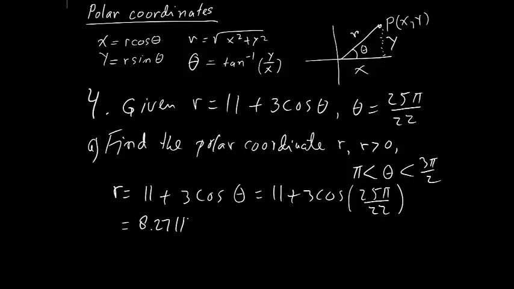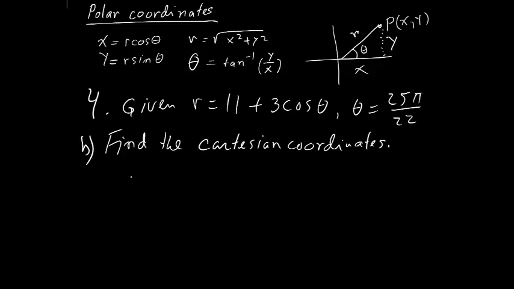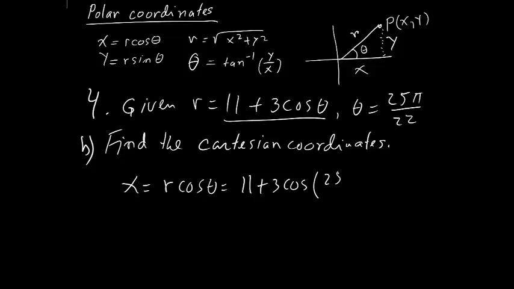That's your r. All right, so now we have part B. Now they're saying find the Cartesian form. So Cartesian coordinates, now you know x equals r cosine theta. So r is this whole thing. You write 11 plus 3 cosine theta, where theta is 25 pi over 22. This is r cosine theta. So x is 11 plus 3 cosine theta times cosine 25 pi over 22. Make sense?